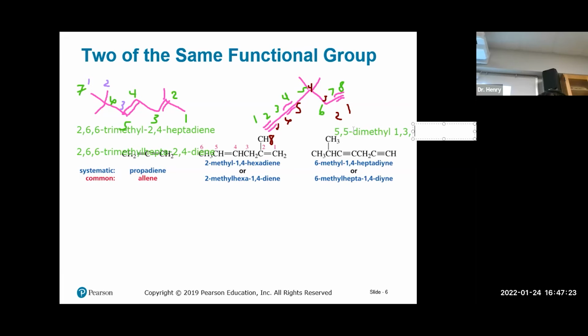Or the same name, but put the numbers. I can highlight it.